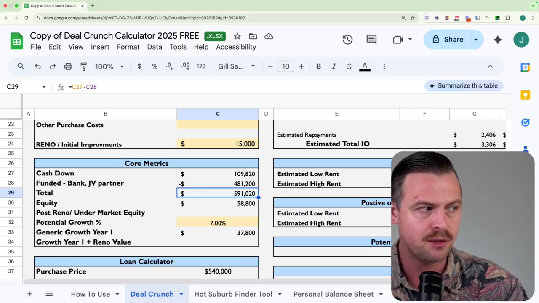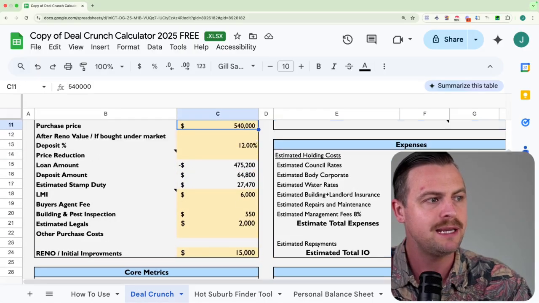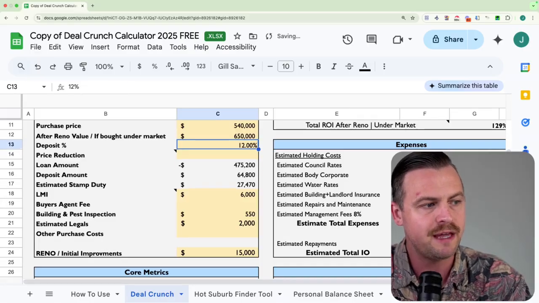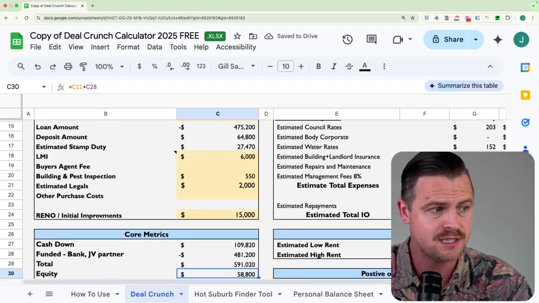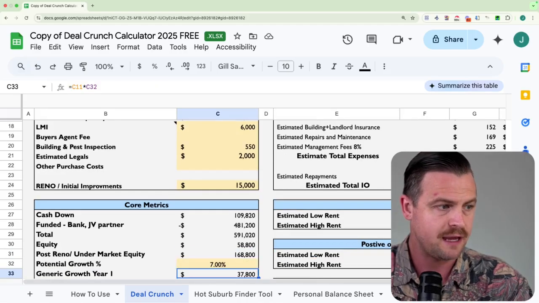Total $591,000, which means you have $60,000 worth of equity. Now, if we buy this property, spend $15,000 on a renovation, it will then turn to $650,000 because we're really good at renovations. That then means you've got $168,000 worth of equity there.